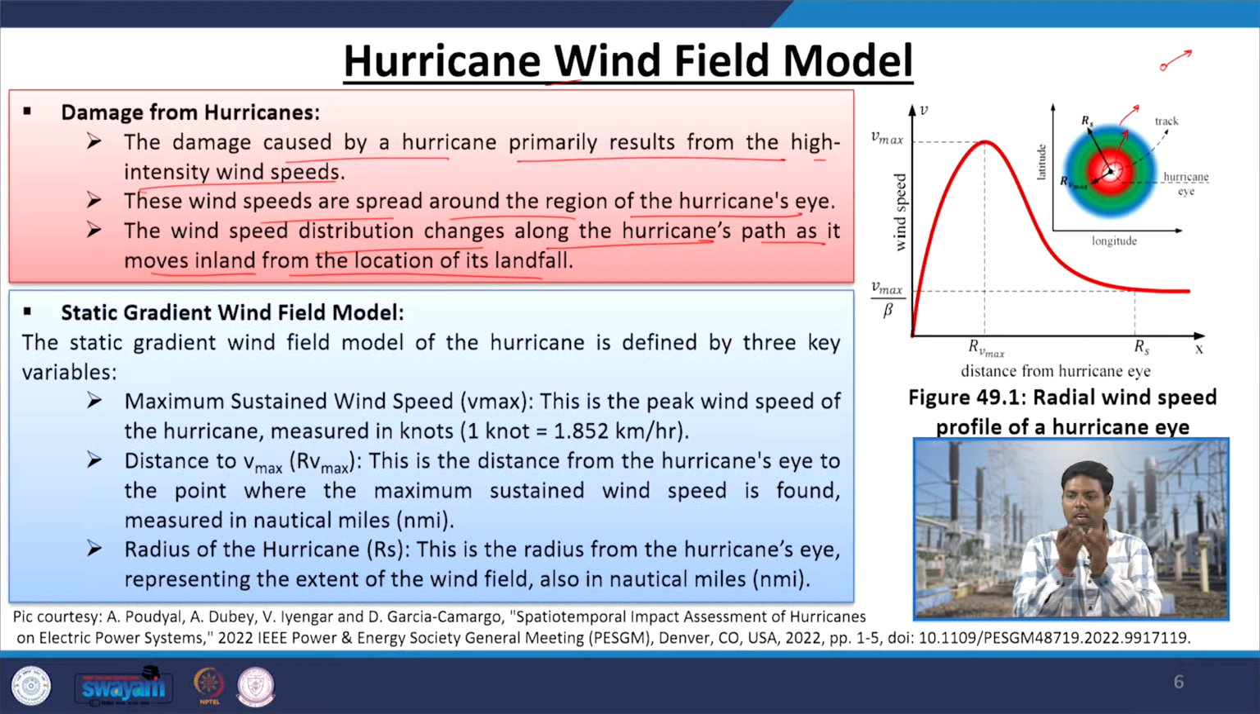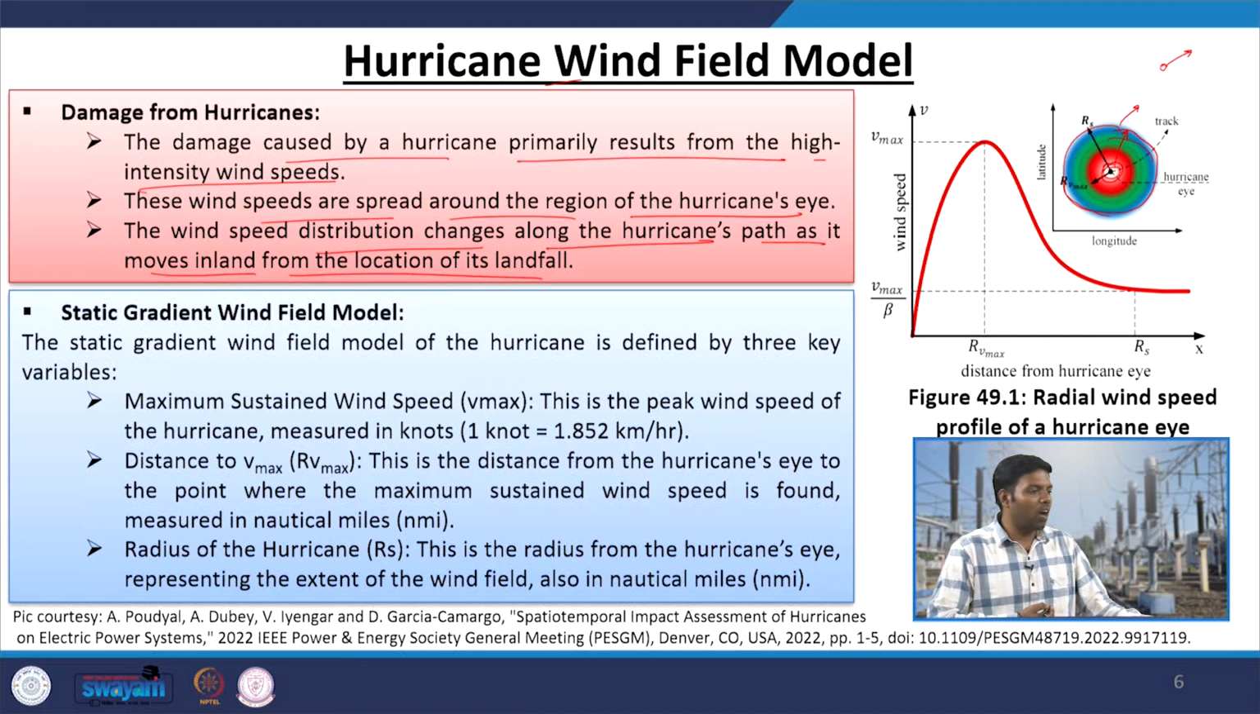Similarly, the speed at the eye of the hurricane is very less, and if you go to the surface of the hurricane, then the speed will be more. So, depending upon where your facility lies, whether your facility is close to the eye or it is close to the surface of the hurricane, that will decide how much impact it will impose on your component.